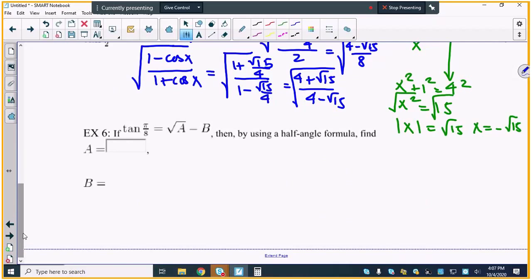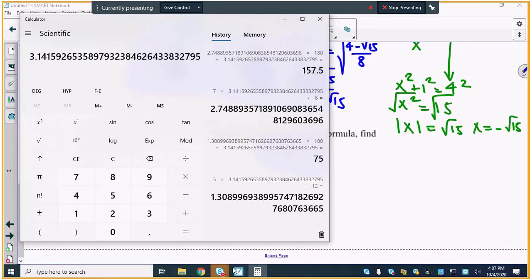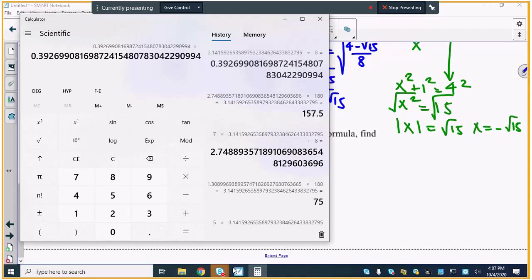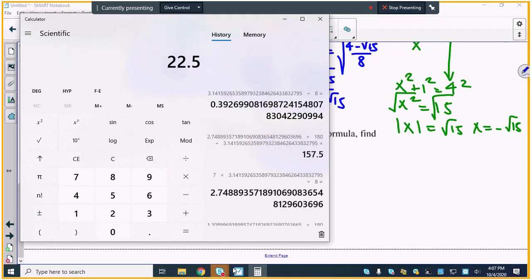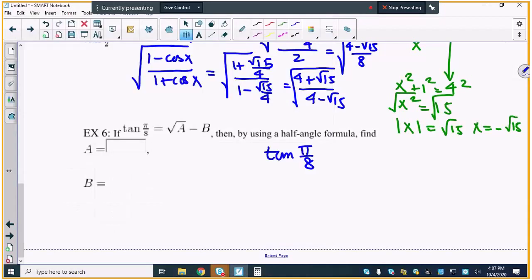I have to express tangent pi over 8 as square root of a minus b. So it's a half angle formula first. So I will say tangent pi over 8 is in the first quadrant already. Or if you want to understand whether it's indeed in the first quadrant or not, what you would like to do is write pi and then divide it by 8 and then multiply 180 divided by pi to change it to the degree measure, and it's 22.5. So pi over 8 is in the first quadrant. So tangent pi over 8 should be positive.